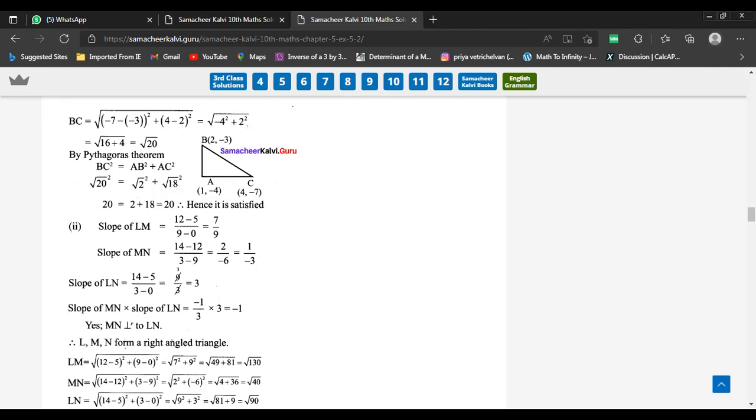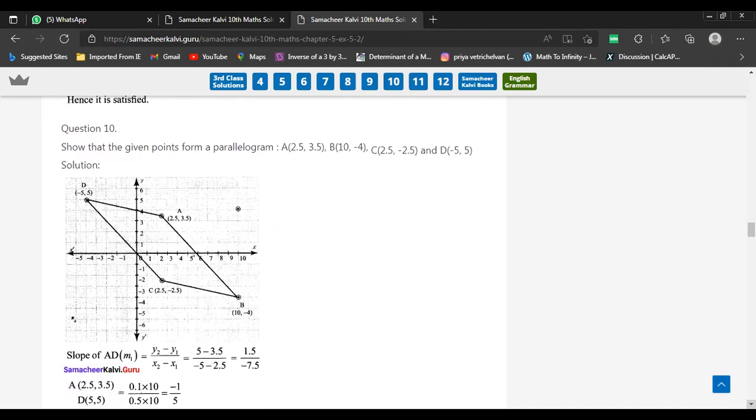Okay, we'll move on to the next question. Question number 10. Show that the given points form a parallelogram. They gave you 4 points A, B, C, D. So they first mark the point in the order A, B, C, D. So look at the diagram. I think you have asked about this already. This is clockwise direction.